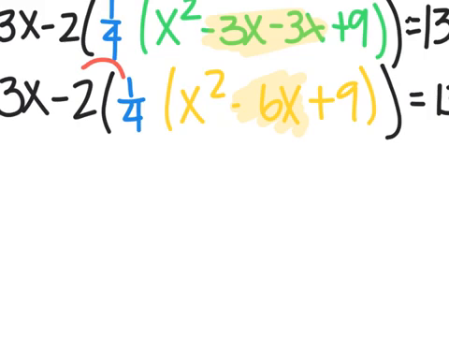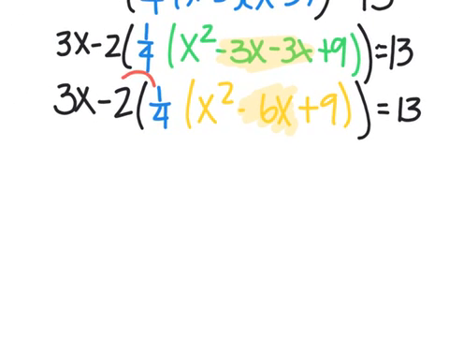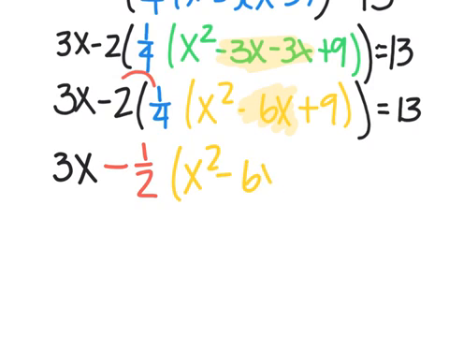That means I can multiply the negative 2 times the 1/4 first. And that's going to help me out because it's going to just make a little bit less work than I end up having to do. What is negative 2 times 1/4? So negative 1/2 times x squared minus 6x plus 9 equals 13.